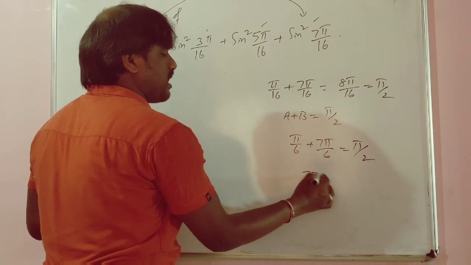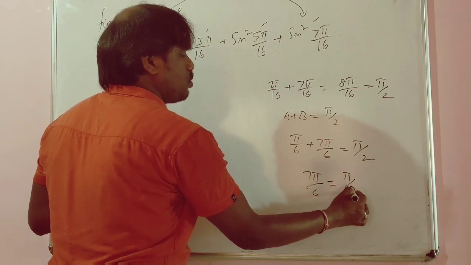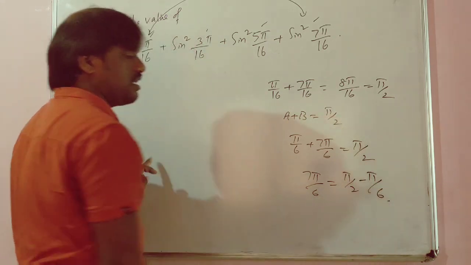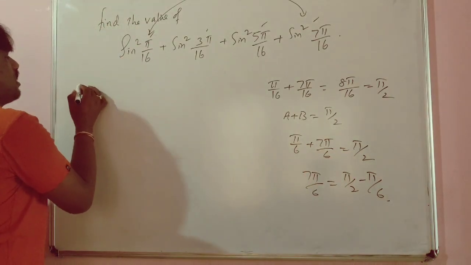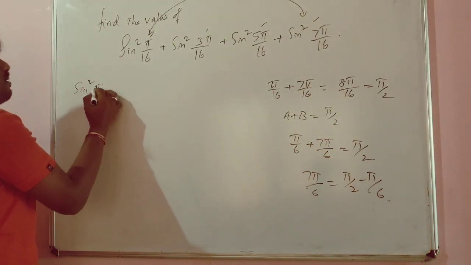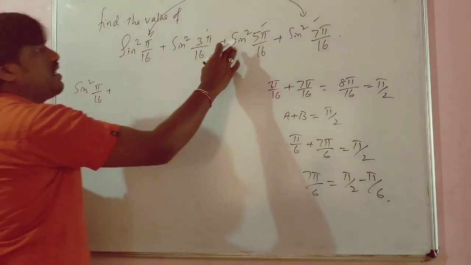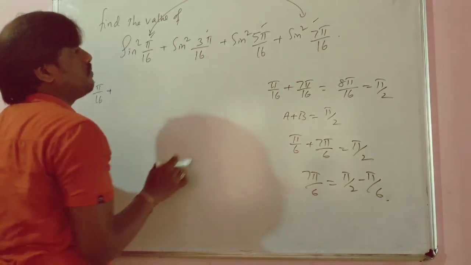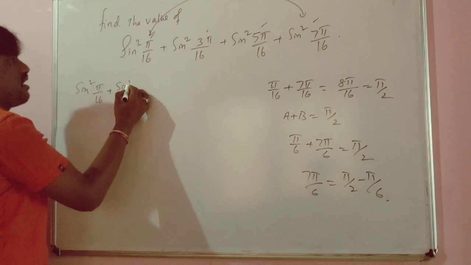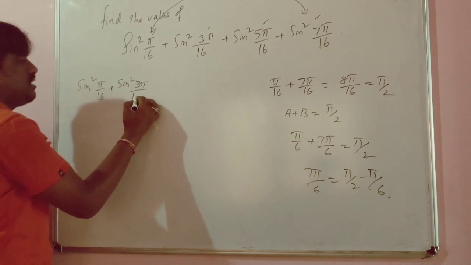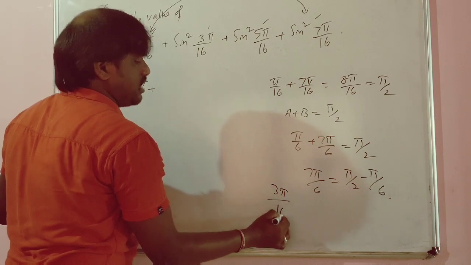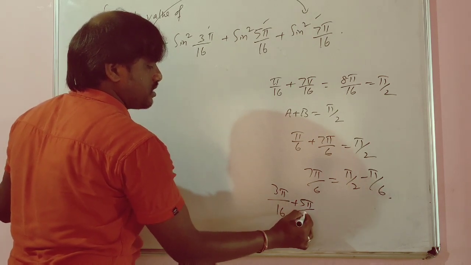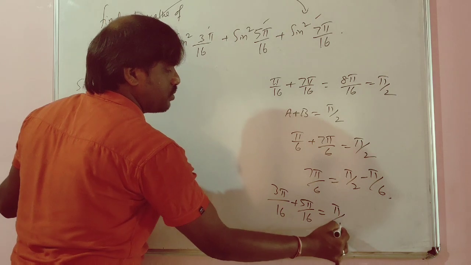So I can write 7 pi by 6 as pi by 2 minus pi by 6. So I can write this as sin square pi by 16 plus, likewise you can see these both also. Here sin square 3 pi by 16 plus, and you can see that 3 pi by 16 plus 5 pi by 16 is equal to pi by 2.